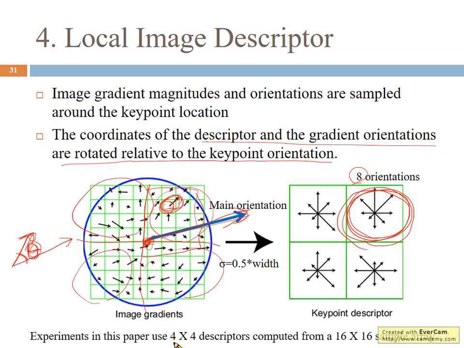An experiment in this paper used a 4x4 descriptor computed from a 16 by 16 sample area. That means, centered by a key point, we construct a 16 by 16 patch, and this patch is divided into 4x4, totally 16 patches. And for each small patch, we can construct an 8-dimensional orientation histogram.